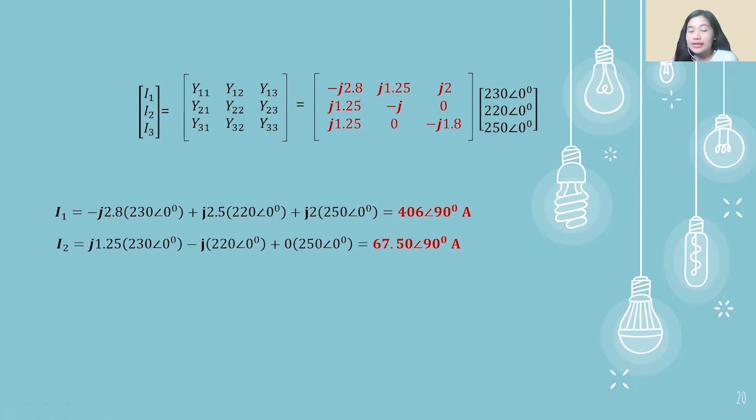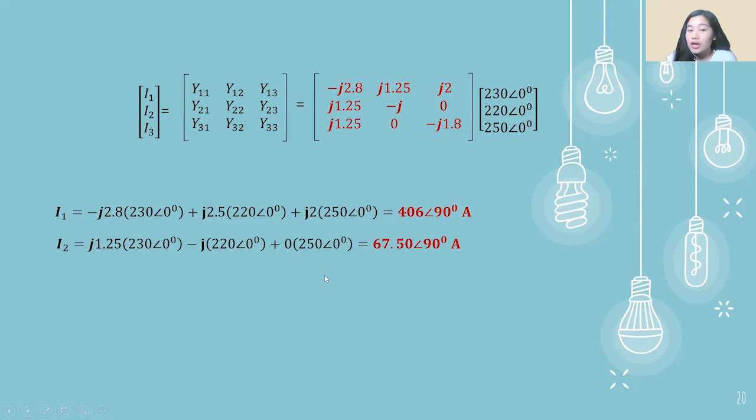Now, moving forward to our second current. Second and third current, basically, we do the same thing. All of the values of the admittances must be multiplied by our voltage. That is the reason why we remind ourselves that I equals YV, because that is the formula that we're going to use along the way in our Ybus admittance matrix. So, J1.25 is multiplied with 230 at an angle of 0, negative J is multiplied by 220 at an angle of 0, and 0 times 250 at an angle of 0. And doing all the math over here, this is negative, because negative J, right?